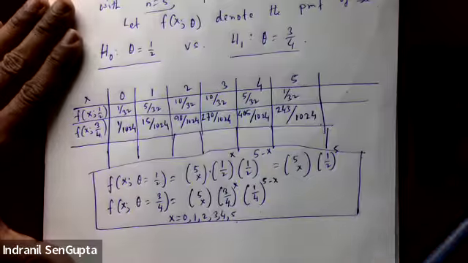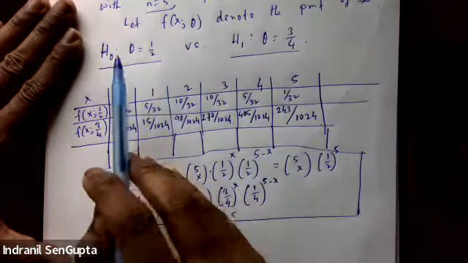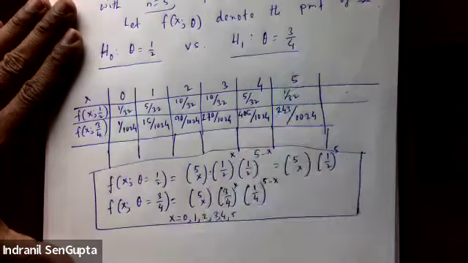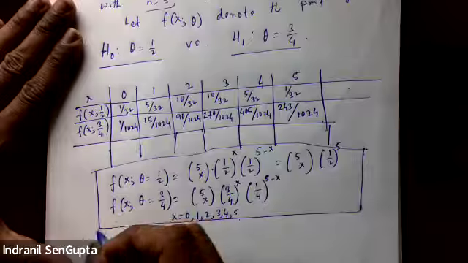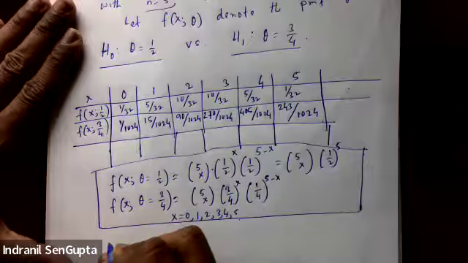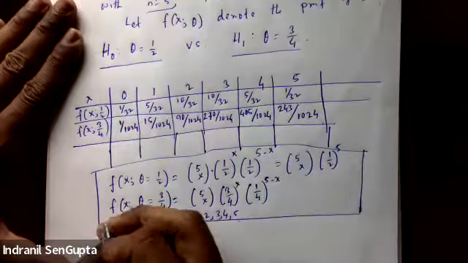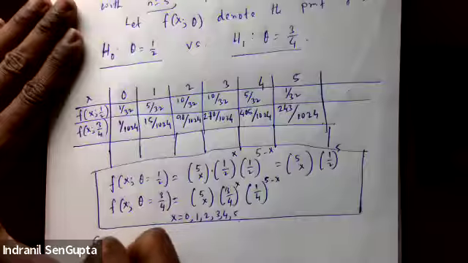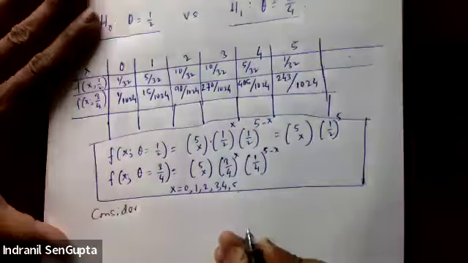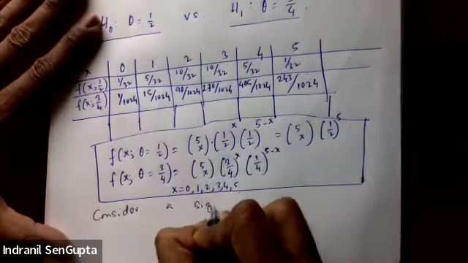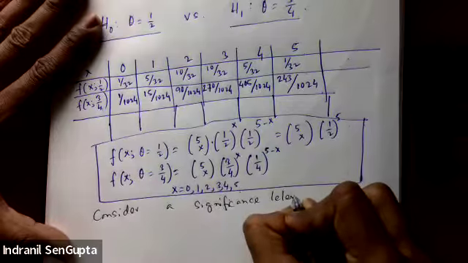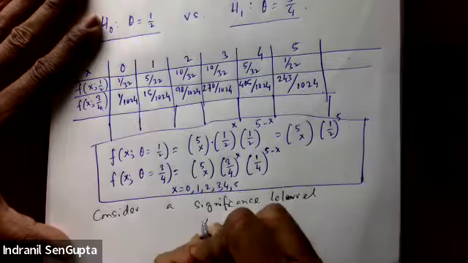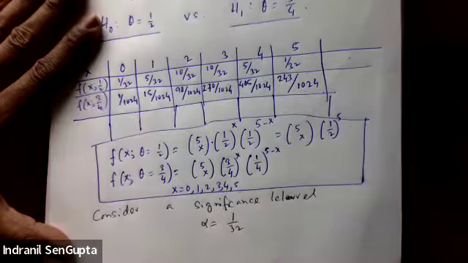Now we are trying to test the hypothesis theta equals 1/2 against this alternative. So let's first assign the significance level. Let us consider, for this test, a significance level of alpha equals 1 over 32.